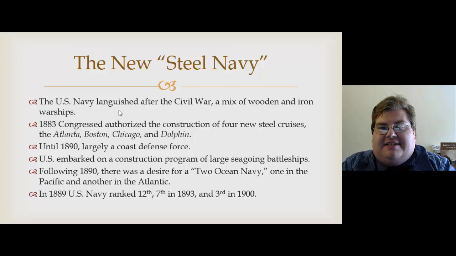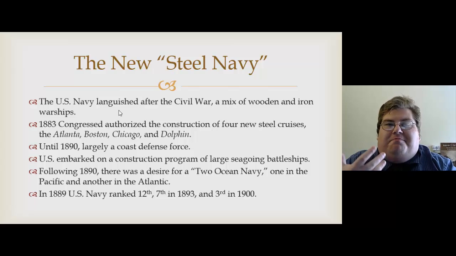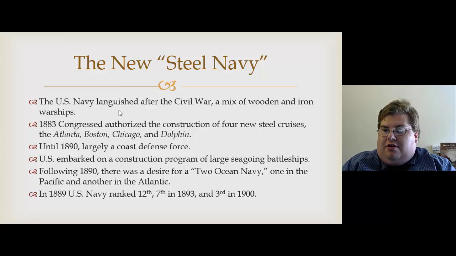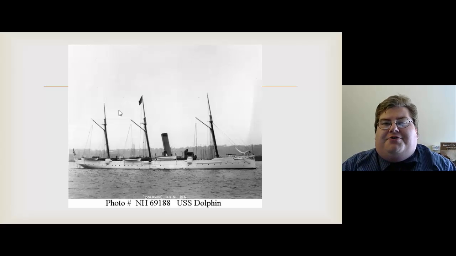But by the 1870s, the Gilded Age, Carnegie Steel, we have the ability to mass build cheaper, better, more structurally sound ships. So we embark on a naval campaign in 1883, and the Navy starts construction on 4 new steel cruisers, and this is what kicks it off.